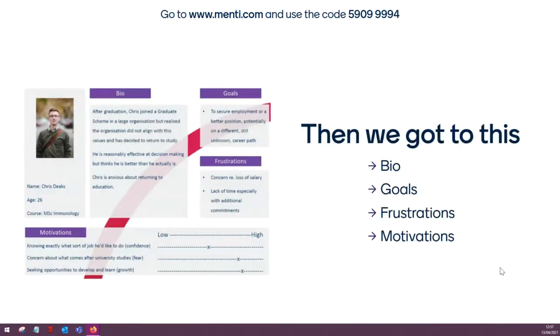Thanks, Katie. So that's how we started. And it was purely just a kind of development tool to help us guide the content that we were going to write.